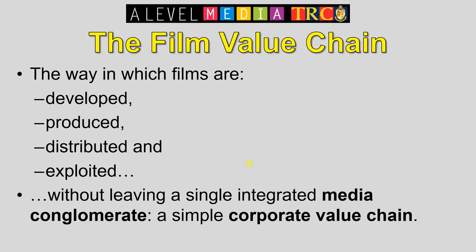But if it can produce and distribute those films as well, it becomes vertically integrated. So vertical integration is a little bit of an old-fashioned term for this process. It's more commonly called today a film value chain. So we're looking at the way in which a conglomerate company is able to develop, produce, distribute, and then exploit a movie product, all within one single integrated media conglomerate. We call this a simple corporate value chain in business studies terms.